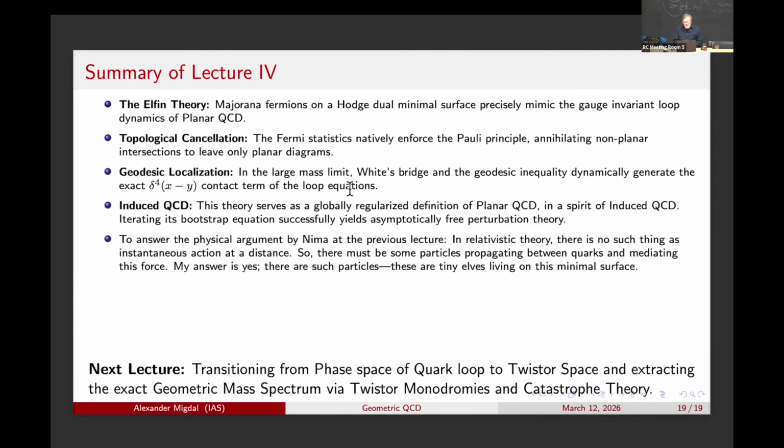Now, to answer physical arguments by Newman in the other lecture, he says, in relativistic theory, there is no such thing as an instantaneous action at a distance, so there must be some particles propagating between quarks mediating this force. And my answer is, in my theory, yes, there are these particles. Your particles are massive. That's right, yeah. But massive particles still have zero-point fluctuation.